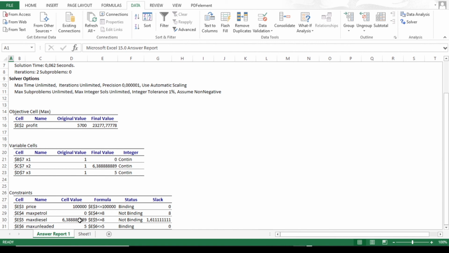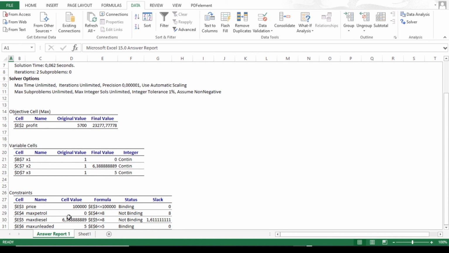Then the column cell values indicates how much of these resources are actually being used in our optimal solution. Now we have 100,000 rands available, and we have used 100,000 rands in the optimal solution. And therefore we say that this constraint is binding. Binding means that the optimal solution uses the most extreme possible value of the restriction.